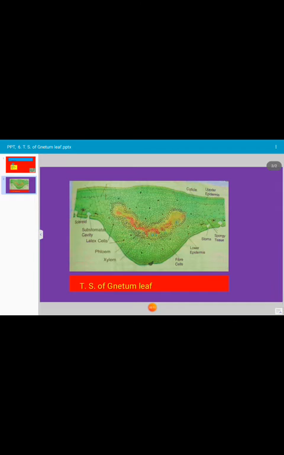Today's topic for discussion is the anatomy of Gnetum leaf. Gnetum is a gymnospermic plant, and let us see the details of the Gnetum leaf, the internal structure or transverse section of the Gnetum leaf. This is the photograph of the transverse section of the Gnetum leaf.